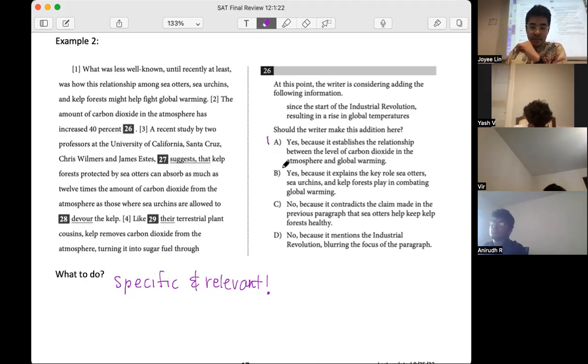I think it's saying the amount of carbon dioxide is increased. So isn't it contradicting the fact that the sea urchin situation is helping fight global warming? The amount of carbon dioxide is a sign. Well, do they specify the connection between carbon dioxide and? No. I think that's an important connection to it. I think carbon dioxide is generally, it's not something.